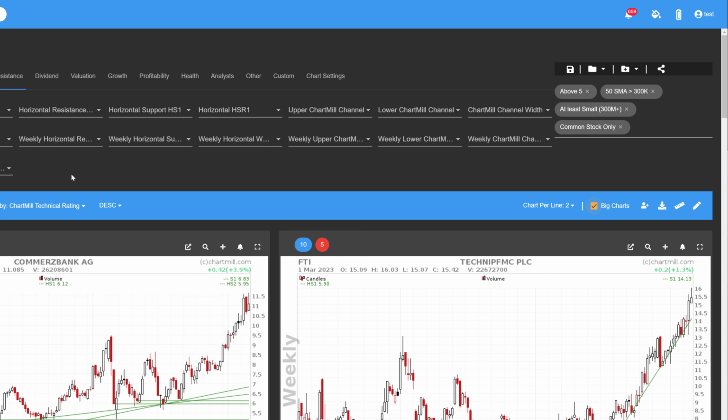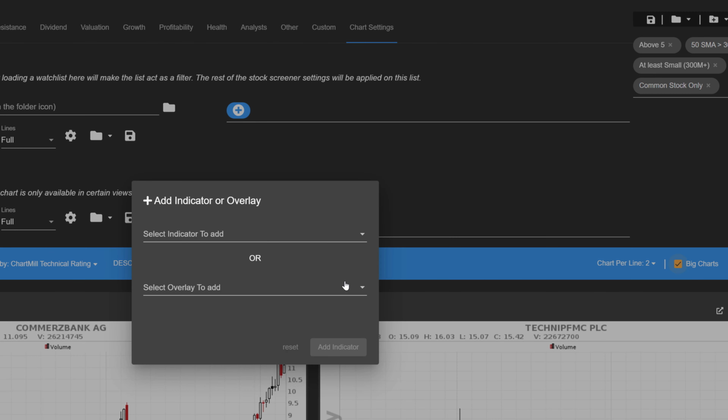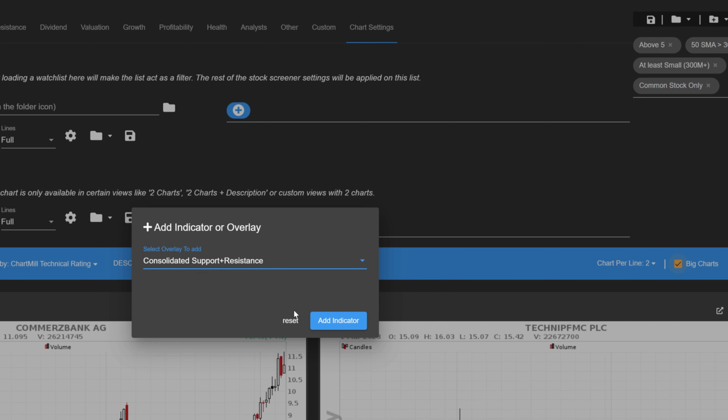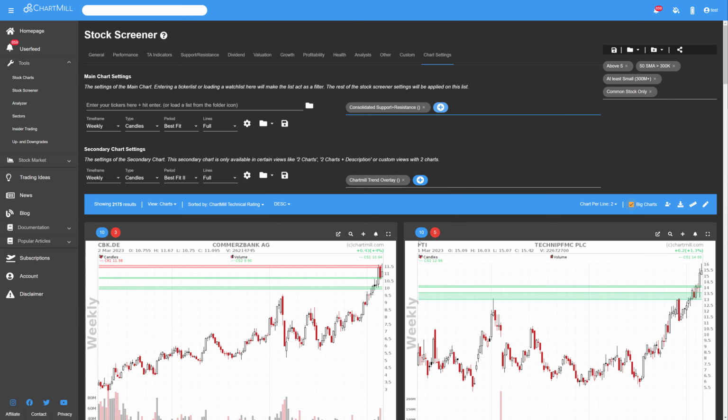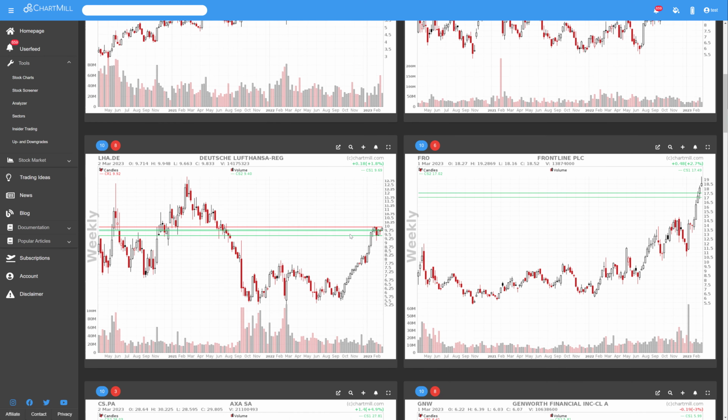We are going to make that support zone visible on the chart first. Remove the existing support and resistance lines and then add the overlay consolidated support and resistance. You will no longer see lines but zones on the chart, and those zones are used by ChartMill to find stocks whose price is nearby.